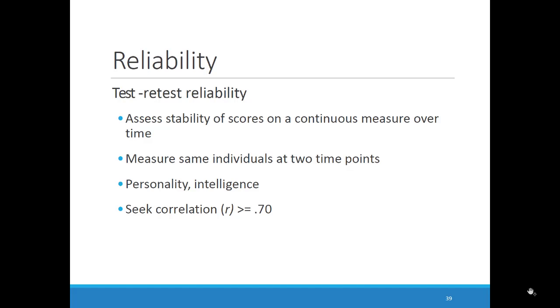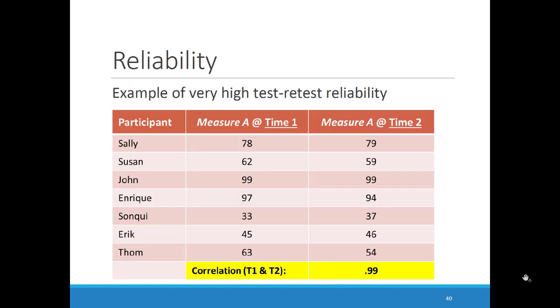In order to assess it, we look for a correlation between the 2 measurements, and particularly we look for a correlation that is around 0.7 or greater. If you've had any kind of statistics class, then you probably know that correlations range from 0 being the lowest possible correlation to positive or -1 being the highest possible correlation. So 0.7 is toward the higher end, and we seek to have that correlation be around 0.7 or higher.